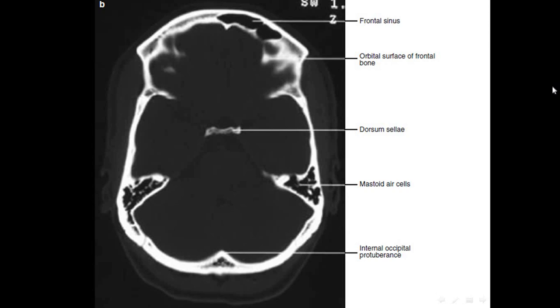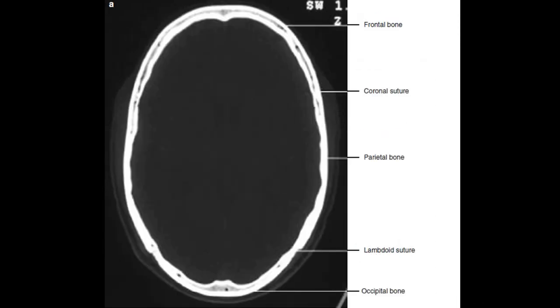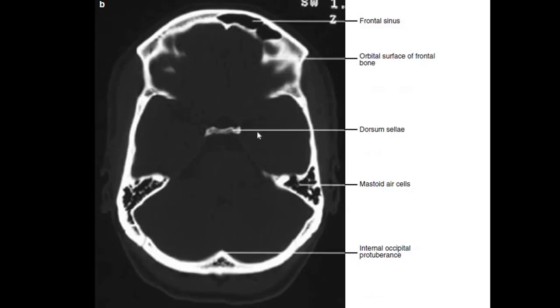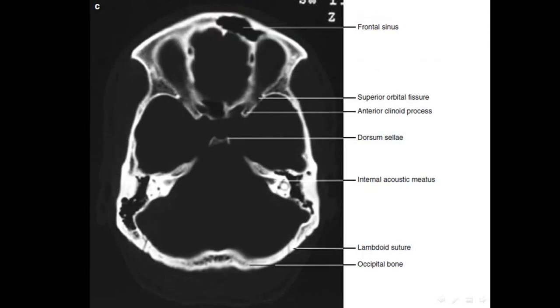By the way, these are all bone window CT images, which means that here we just see the bone structures. We cannot see the soft tissue structures within the cranium. More caudally, here we can see the superior orbital fissure, anterior clinoid process of the sella turcica, dorsum sellae. This is the internal acoustic meatus, which is the passageway of facial nerve and vestibulocochlear nerve.